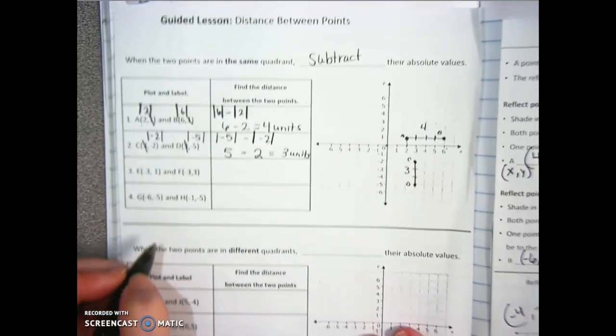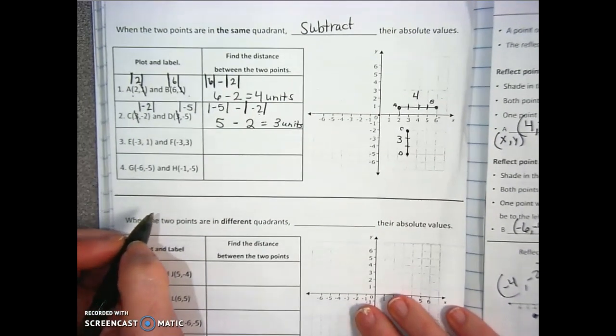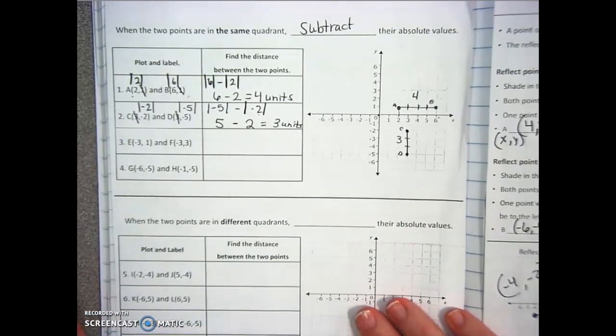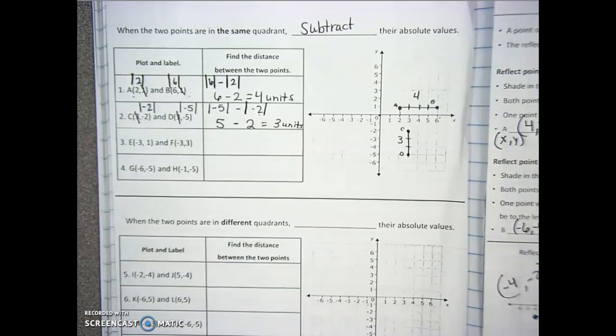All right, let's keep going. If you're confused, that's okay. It just takes a little bit of practice because you're bringing in absolute values, you're bringing in plotting and distance, and there's a lot of things going on here. So just bear with me. If you're still trying to get it, let's keep working on it.